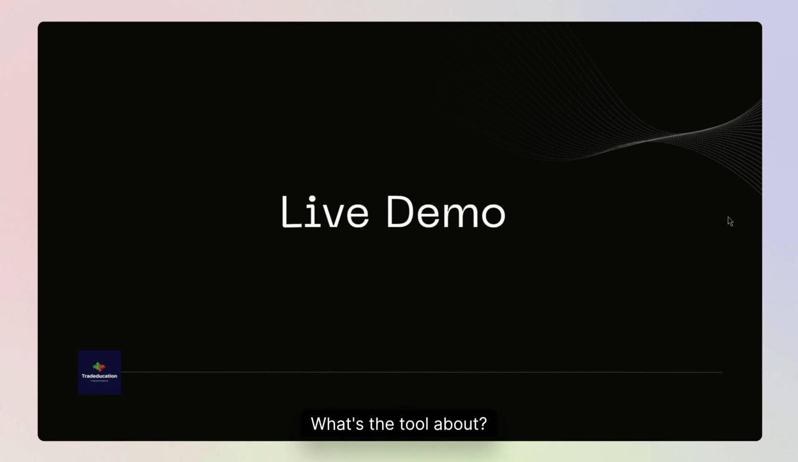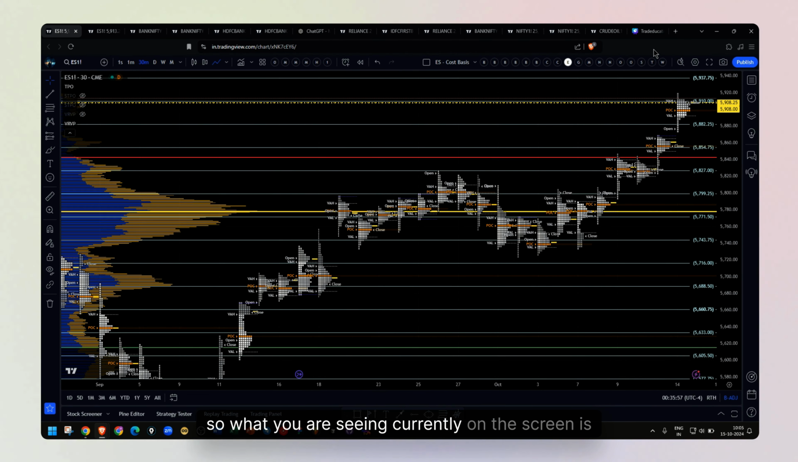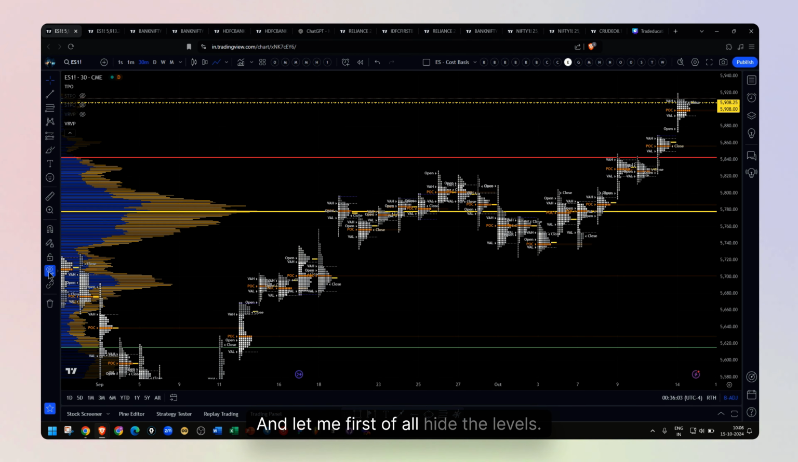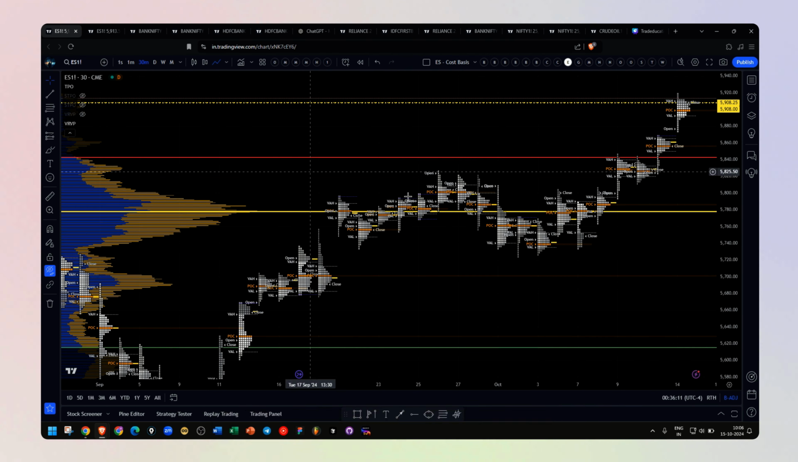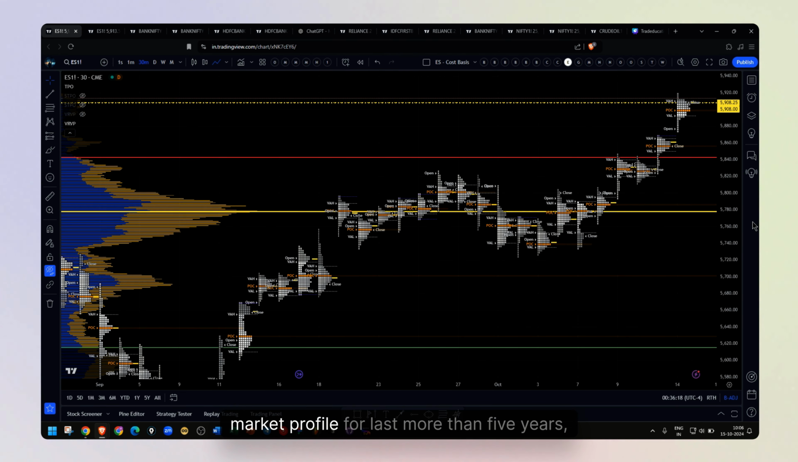What's the tool about? What you are seeing currently on the screen is the chart of ES, and let me first of all hide the levels. Right now I'm on the TradingView premium plan, wherein I have its own built-in TPO indicators with the volume profile indicators. I have been using market profile for more than 5 years, so I can easily understand where traders are trapped. This is the experience I have spent, and the experience is nothing but the screen time.